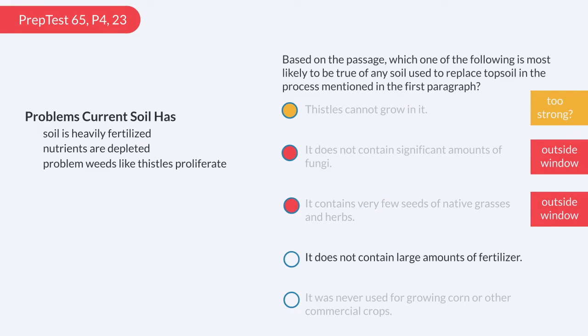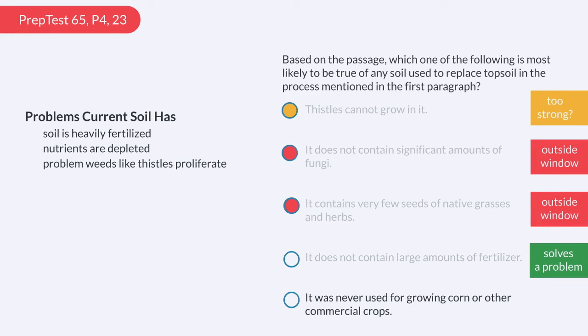D is saying this new soil would not contain a ton of fertilizer. Okay, that looks like we're flipping the first thing, right? We're trying to restore this heavily fertilized land. If we replaced it with heavily fertilized soil, that would be kind of dumb, wouldn't it? We wouldn't have changed anything. So that seems pretty good.